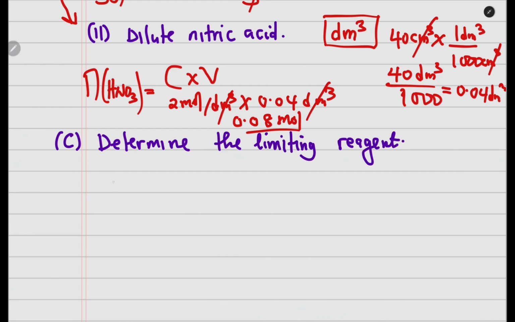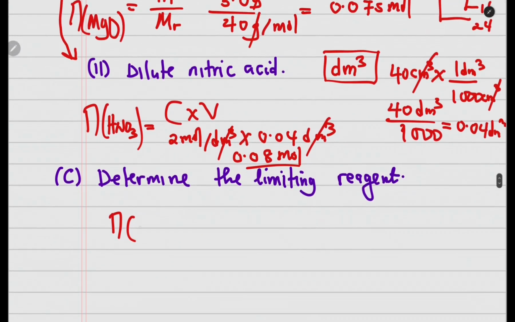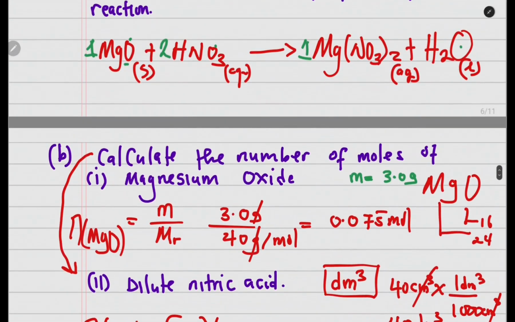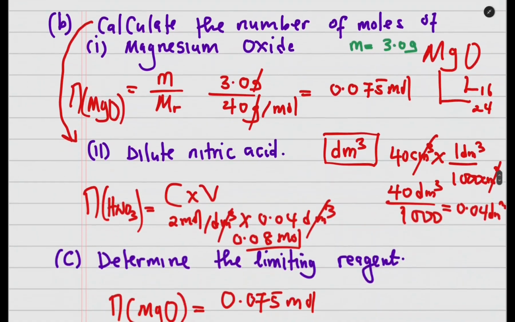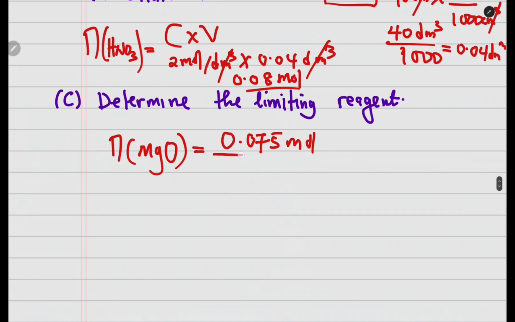So in other words, it's going to be the number of moles of magnesium oxide. We are saying it is found by dividing the number of moles by the stoichiometric coefficient. So what is the number of moles of magnesium oxide? 0.075 moles. Then we divide by the coefficient. We are just looking at the number in front of magnesium oxide in the balanced equation, and there's a 1 there, so you divide by 1.